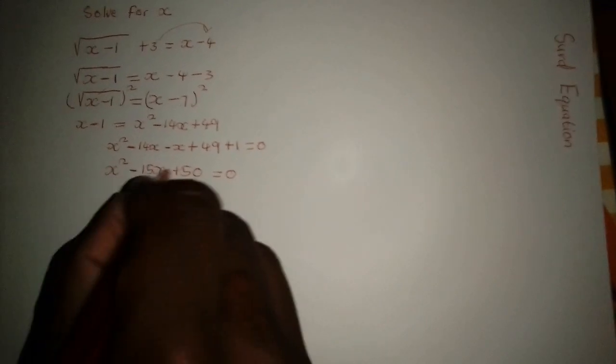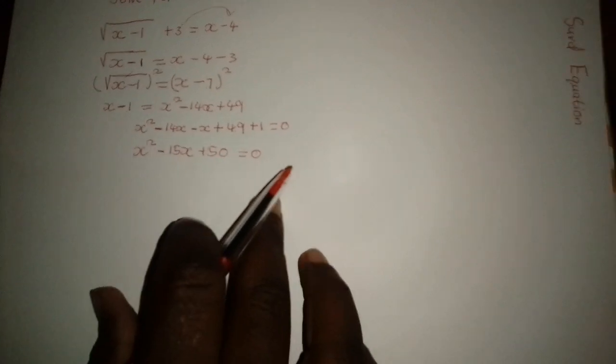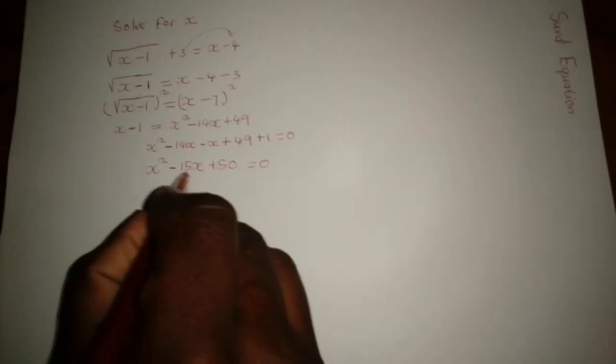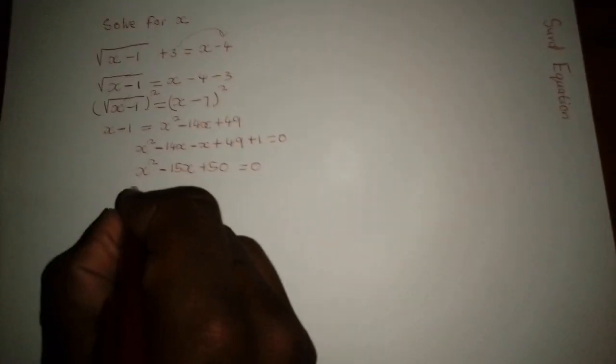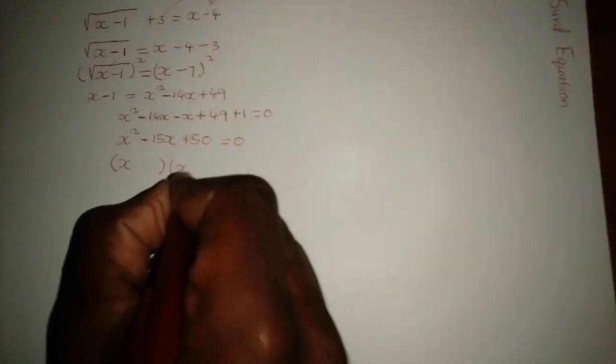Then from here we're having what? A quadratic equation. So note, this type of surd equation leads to a quadratic equation. Then what do we do at this point? You need to factorize. The factors of x squared are x and x. The factors of 50 are 10 and 5, because 10 times 5 is 50.